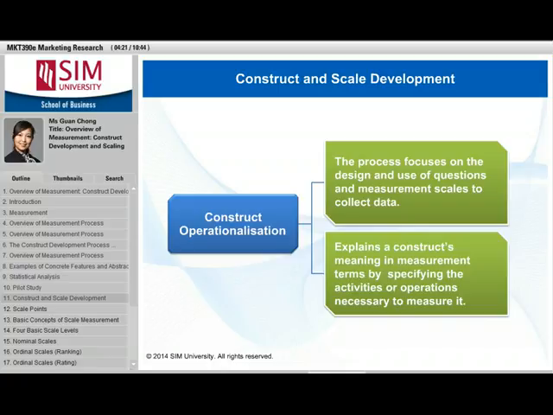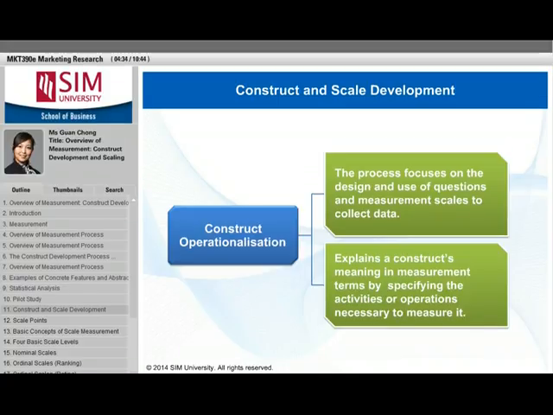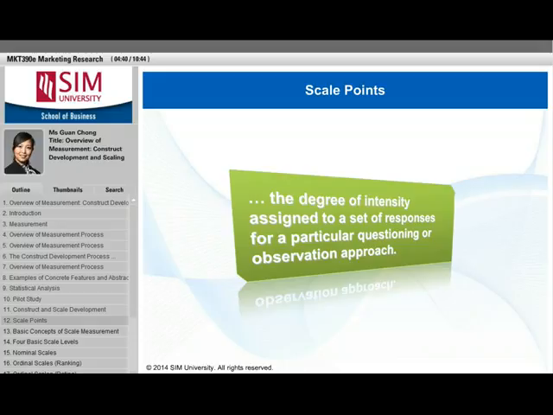The process of construct operationalization focuses on the design and use of questions and measurement scales to collect data. It explains a construct's meaning in measurement terms by specifying the activities or operations necessary to measure it. Scale points are the degree of intensity assigned to a set of responses for a particular question or observation approach.